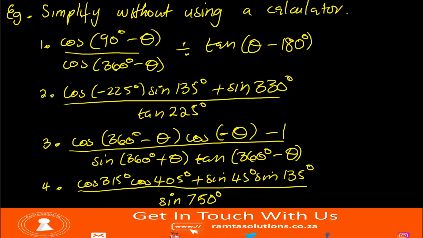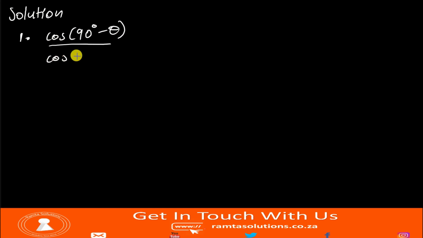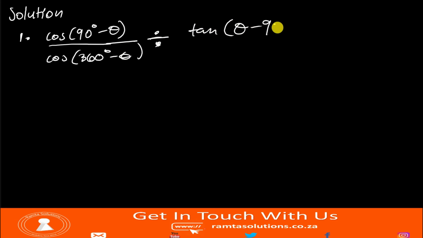Let's try number 1. I want to change the color. Number 1, we have cos(90 degrees minus theta) all over cos(360 degrees minus theta), divided by tan(theta minus 180 degrees). You have never seen something that looks like this. Okay, so we're going to simplify it.